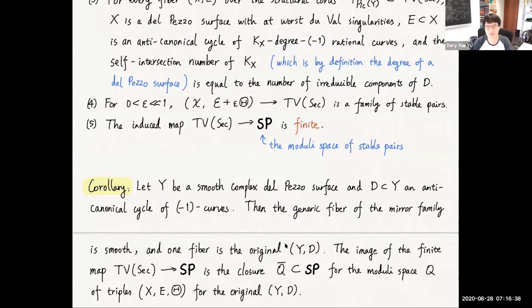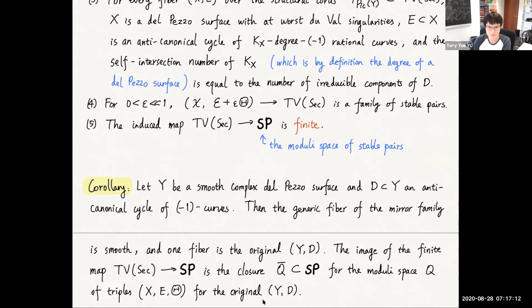The mirror family of YD contains the original YD. And the image of the finite map from the toric variety associated to the secondary fan to the moduli space of stable pairs is just the closure Q bar of the moduli space Q of triples X, E, theta for this original pair YD. So this shows the conjecture in dimension 2.